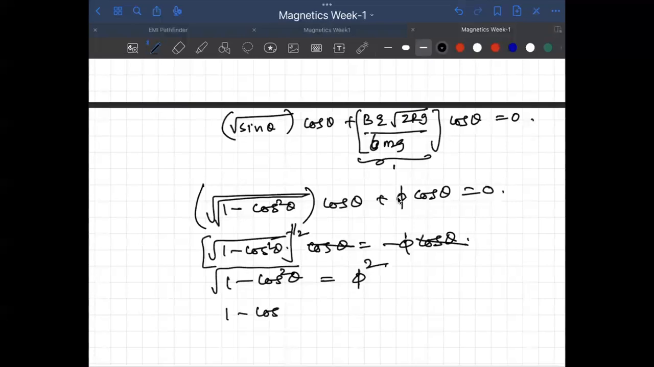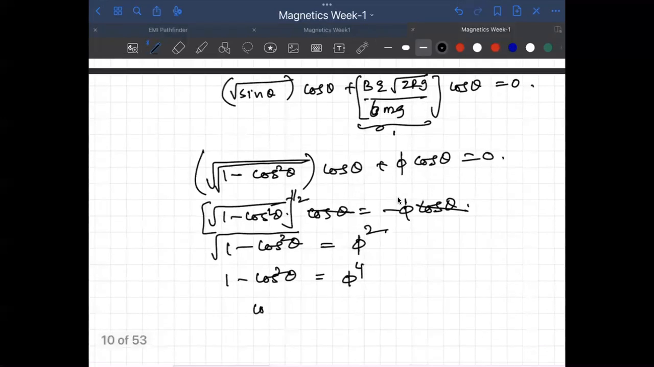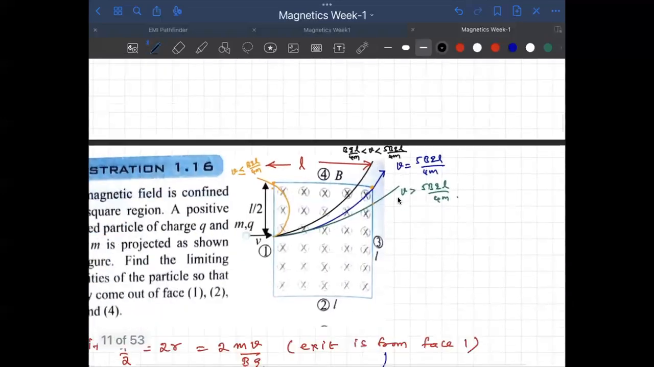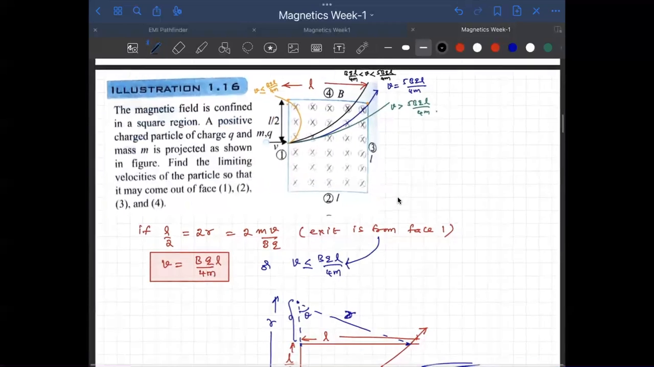So 1 minus cos square theta is phi power 4, and cos theta is 1 minus phi power 4 whole to the power of 1 by 2. So I have given you the answer. Who will solve here? That is the concept. At that cos theta, you will have the normal reaction maximum. Any doubts? It's a basic question. You may expect this question. Are we clear on this question? Everyone try to go through this, it is an elementary question.